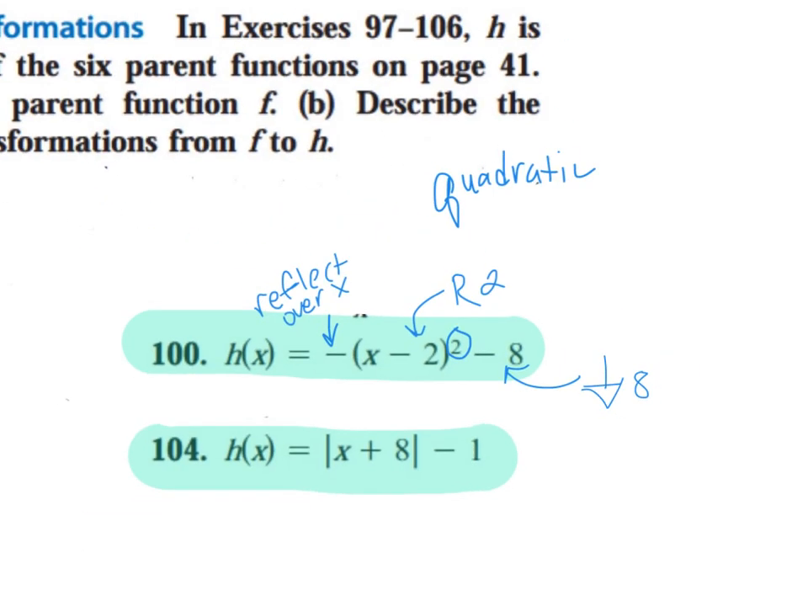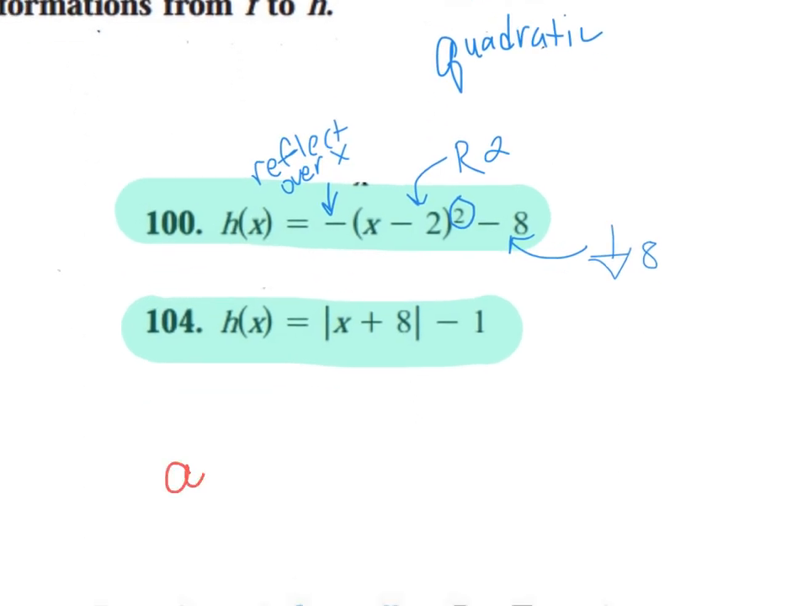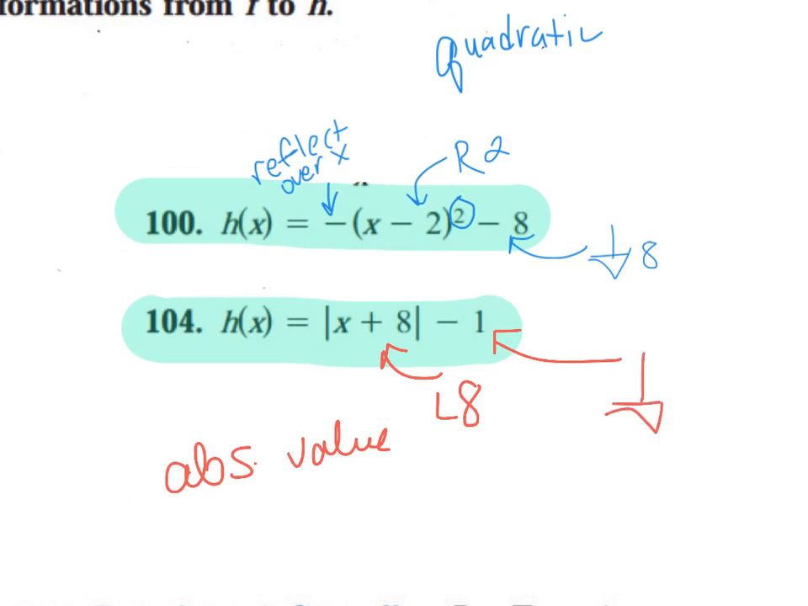How about 104? What's that parent function? Absolute value. Good. I have a plus 8 inside. Everything's going to the left, so I go left 8. And then this minus 1 at the end means I go down 1. Easy. What if it's with the third power? What would that be? Cubic.